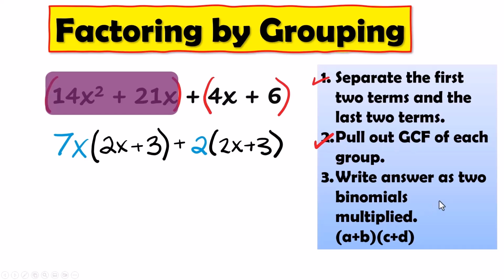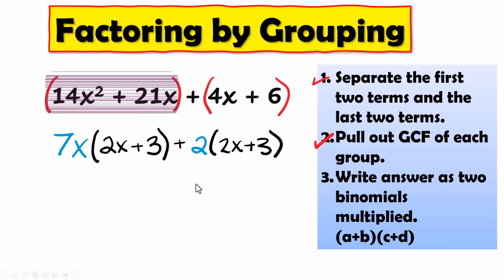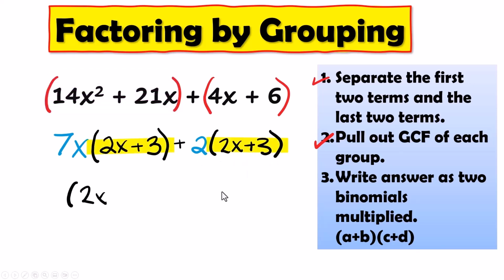Now write the answer as 2 binomials multiplied. This is all official language. Binomials, well, we know one of them is going to be 2x plus 3 because it appears in both. So you write the 2x plus 3, and then the second one is going to be the 7x plus 2. Nifty. That's factoring by grouping. And we just wrote the answer.